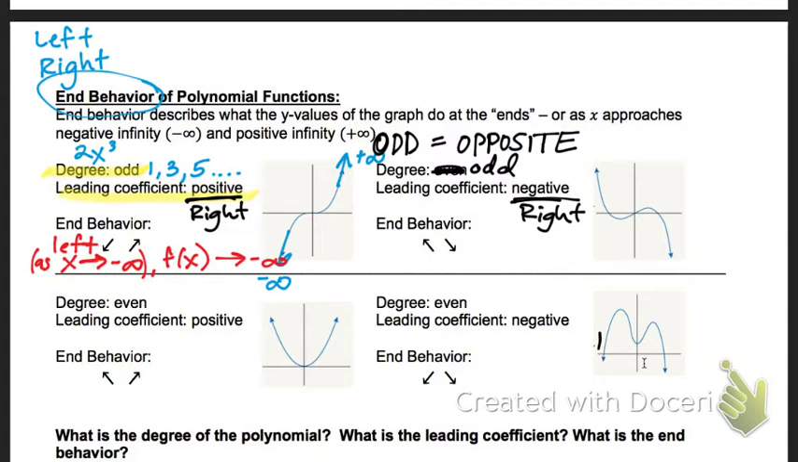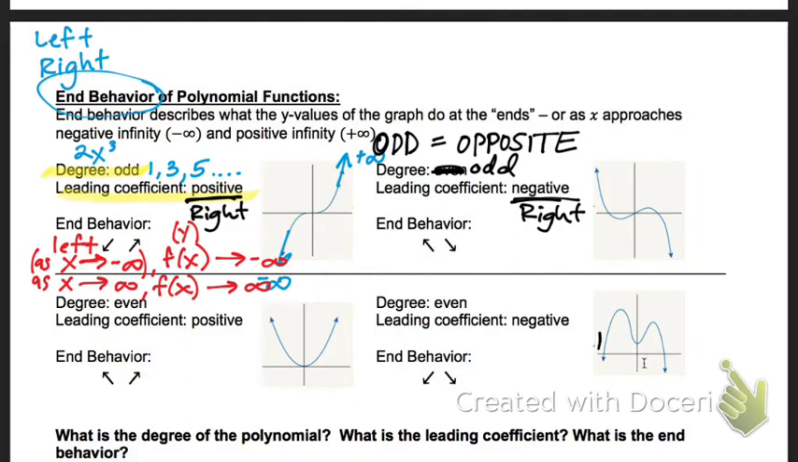Does that kind of make sense? As my x values are going to the left, which is saying negative infinity, my y values, so f of x, is y, same thing. y is also going to negative infinity. So what would my end behavior statement be for the right? As x goes to positive infinity, f of x goes to what? Positive infinity. So that's what the right arrow is telling me.